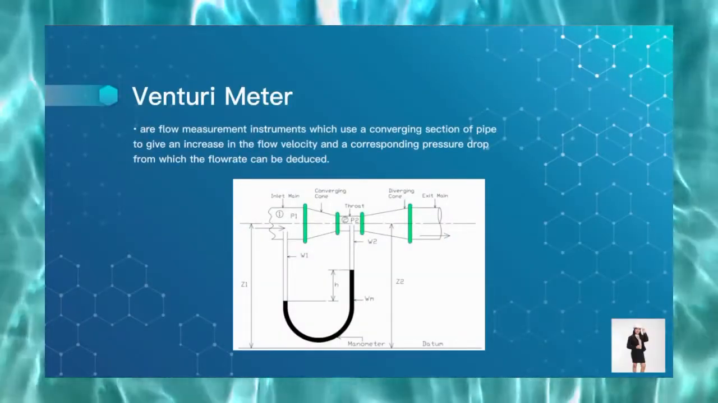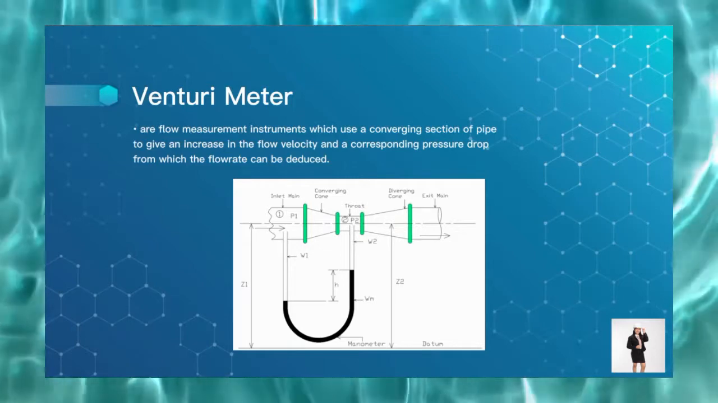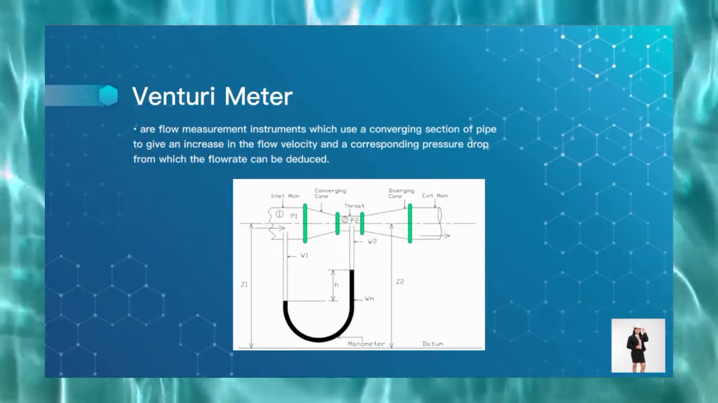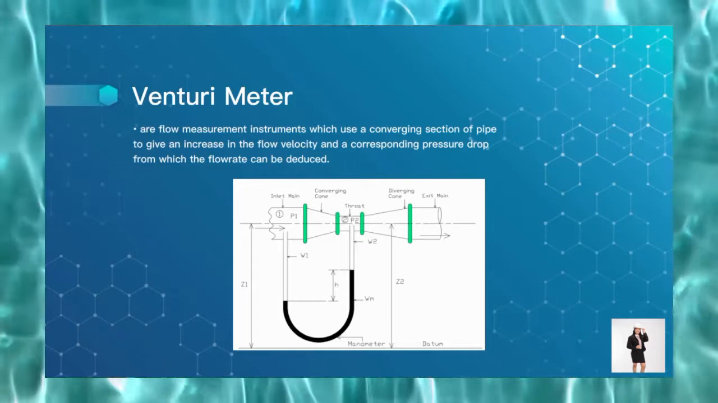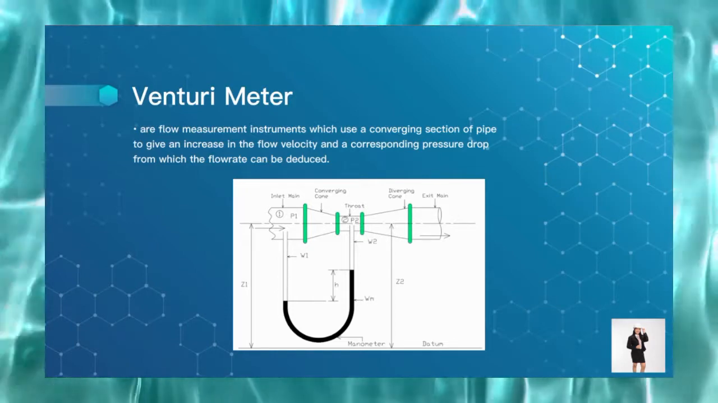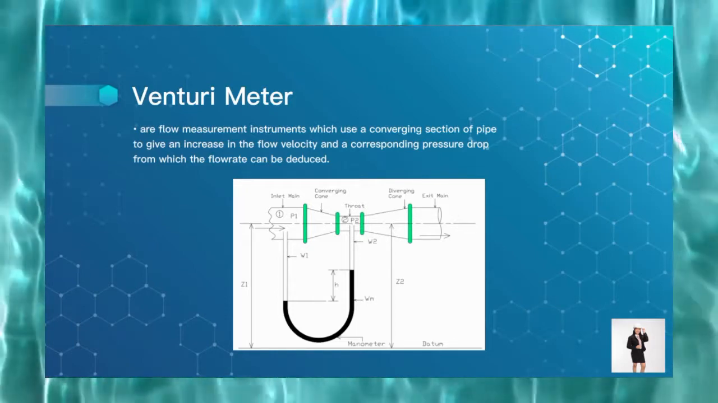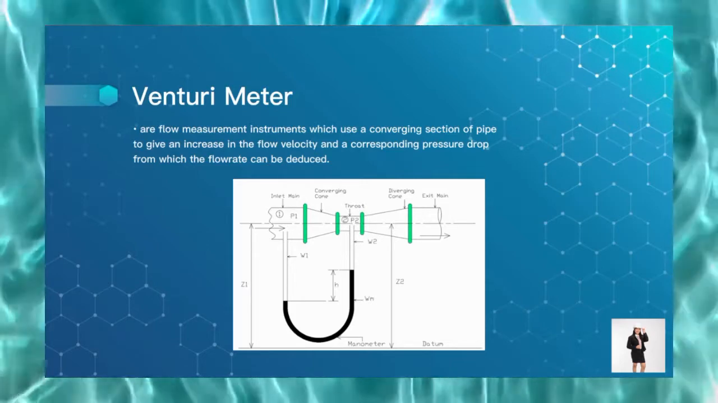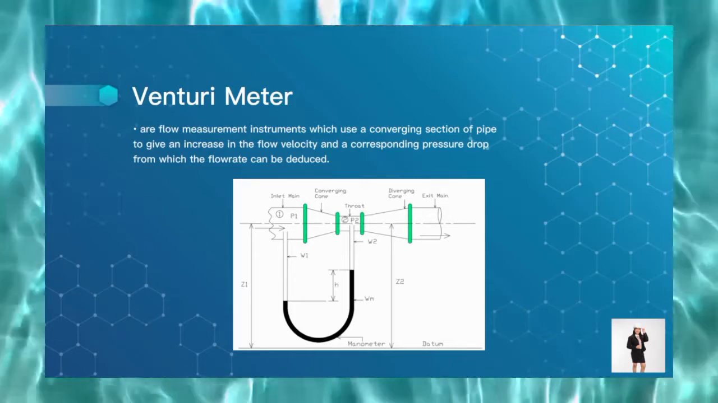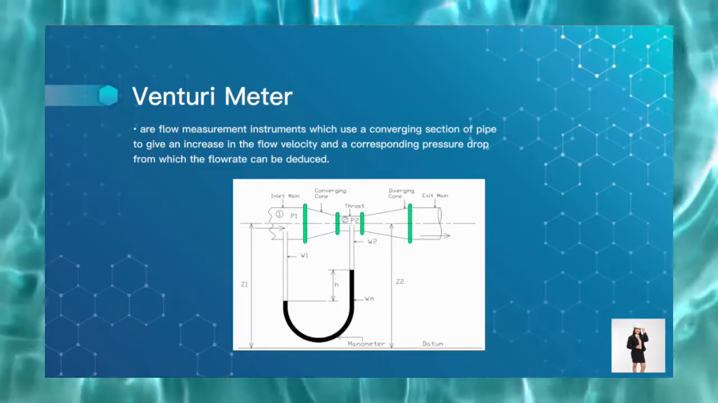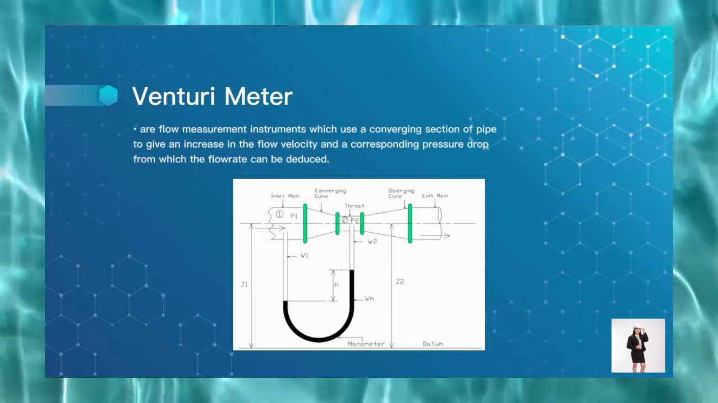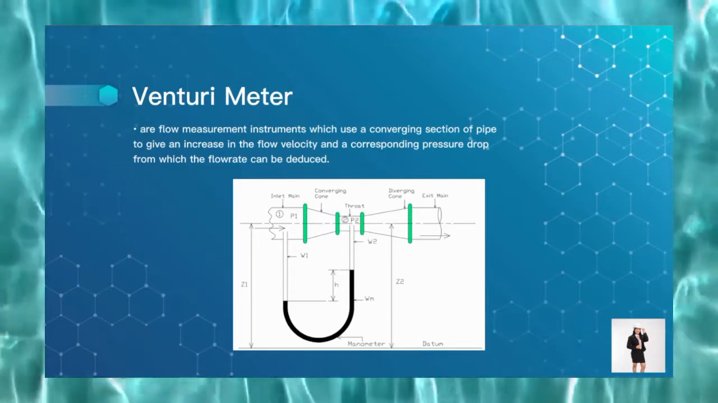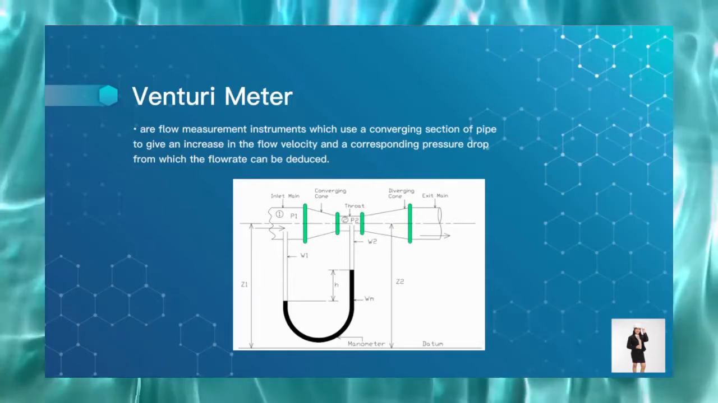Venturimeters are flow measurement instruments which use a converging section of pipe to give an increase in the flow velocity and a corresponding pressure drop from which the flow rate can be deduced. So a venturimeter is a device which is connected in between the pipeline. As you can see in this illustration, it has three parts: the converging cone, the throat, and the diverging cone.